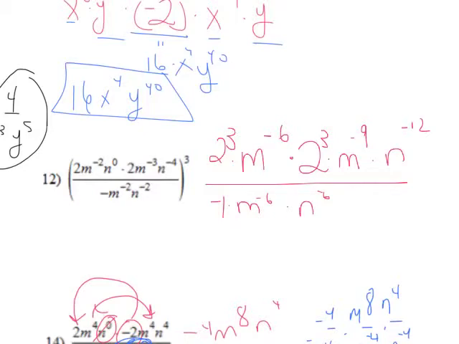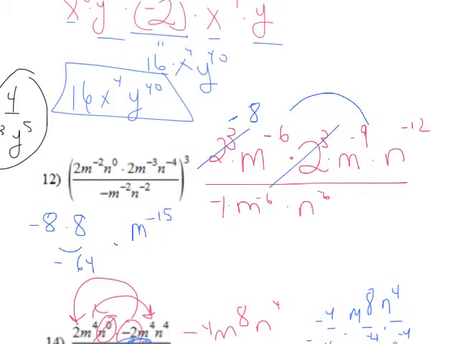So now my next step, I'm going to go ahead and separate these into common bases and constants. So 2 to the 3rd is 8. So I've got 8 times 8 with my coefficients divided by negative 1. So it's going to be negative 8 times 8, which is just going to be negative 64. And then I have m to the negative 6th and m to the negative 9th, which is m to the negative 15th, over m to the negative 6th times n to the negative 12th over n to the negative 6th.